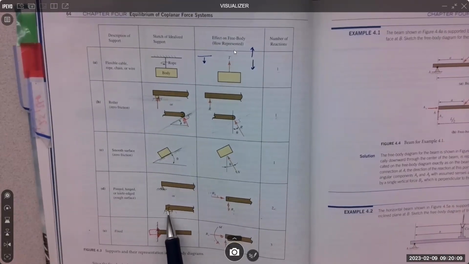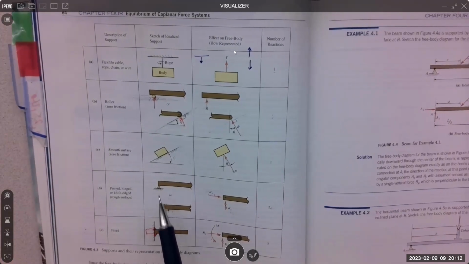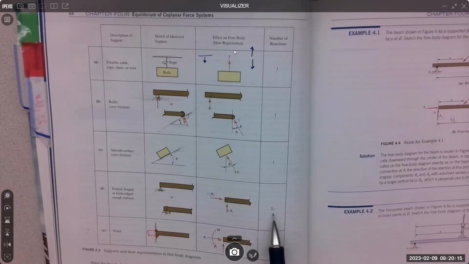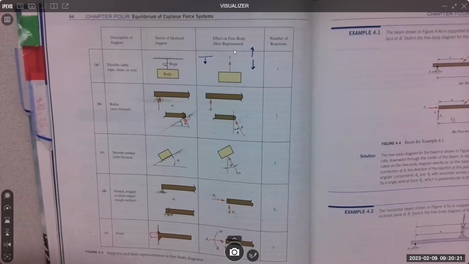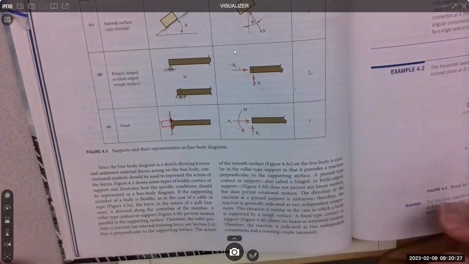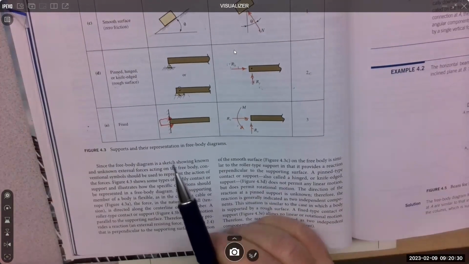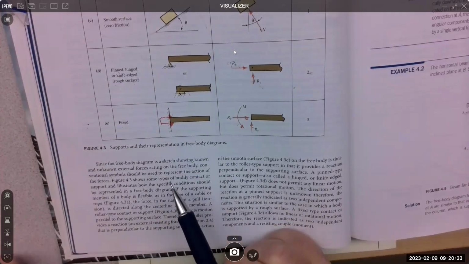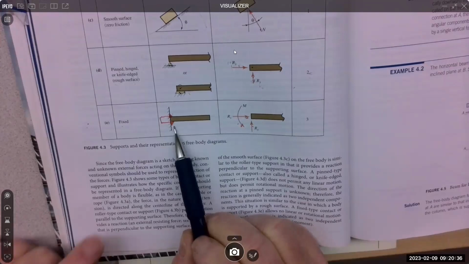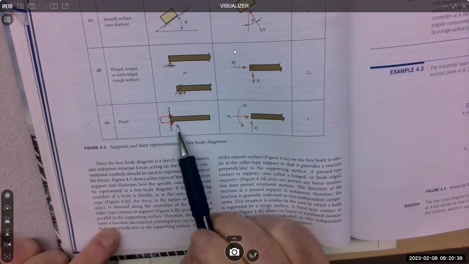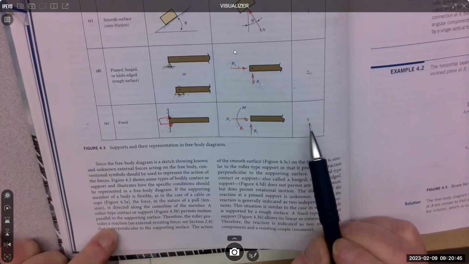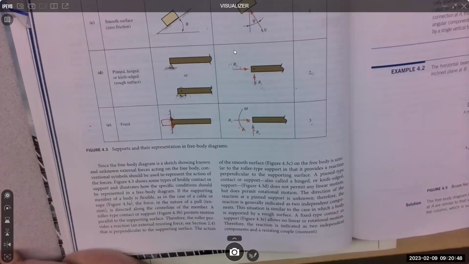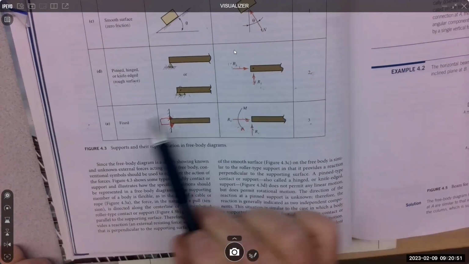All right, so a pin can look like this. A pin can look like this. This is maybe a knife edge, that's maybe a pin, okay? Two reactions, X and Y. The last one is fixed. A fixed support is like a cantilever support, a telephone pole that is concreted in the ground, something that's welded to a wall. This is like a welded fixed one, the way I've done it in red here. These kinds of supports can support X, Y, and carry a moment, all three. It's the only one that can have three reactions, okay? These are typically called cantilevers.